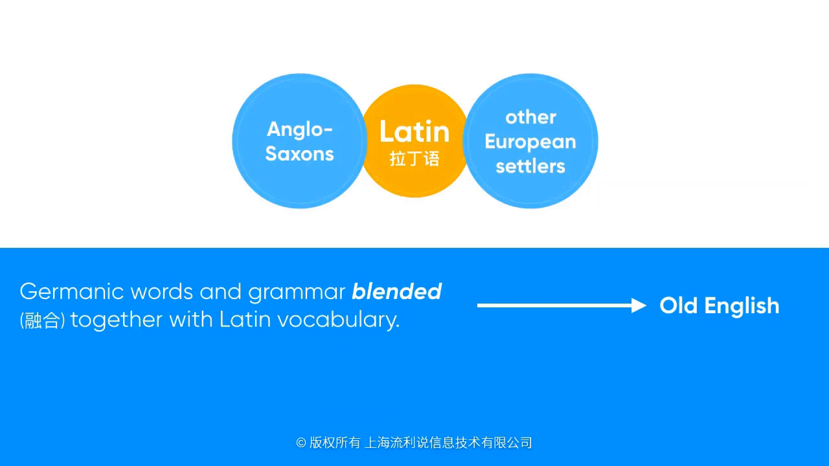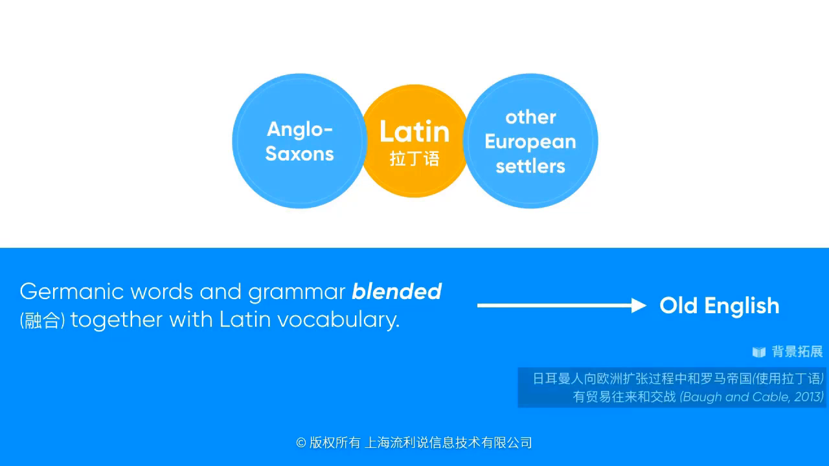However, Latin was often used to communicate between the Anglo-Saxons and the other European settlers. As a result, Germanic words and grammar blended together with Latin vocabulary. This blend of language is now called Old English.